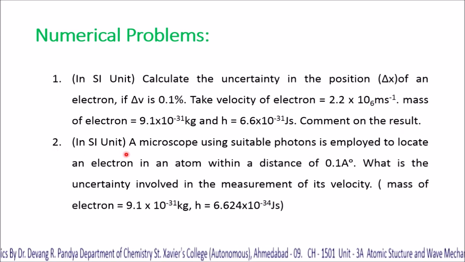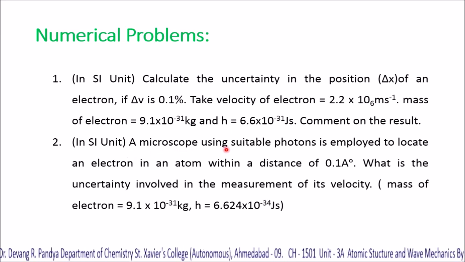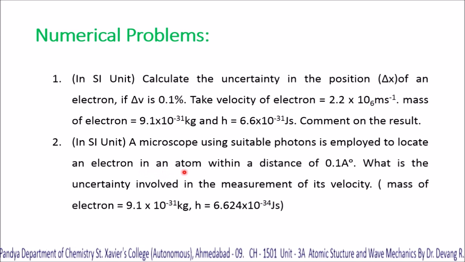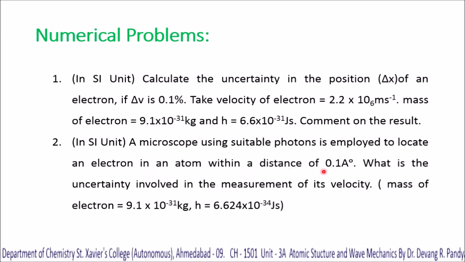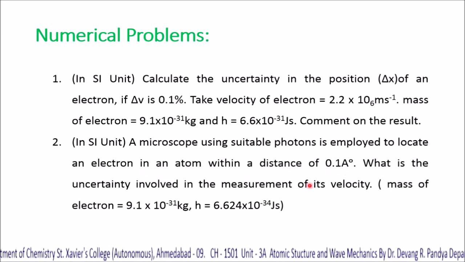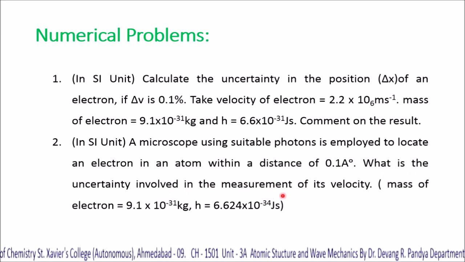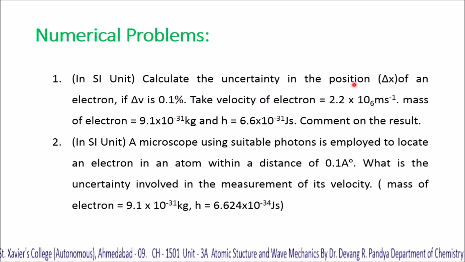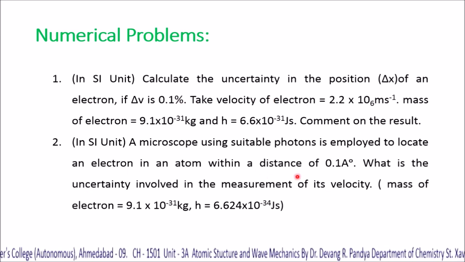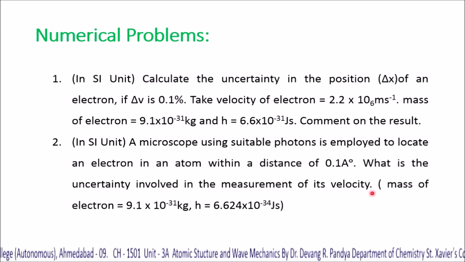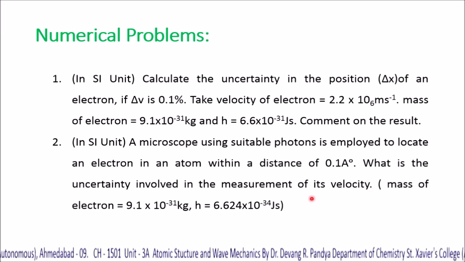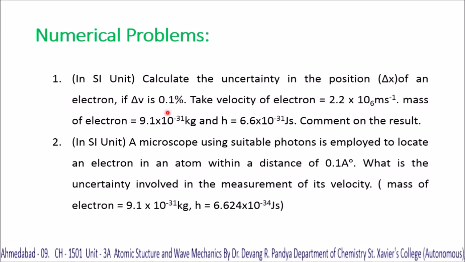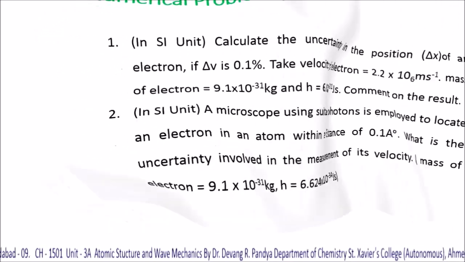A microscope using suitable photons is employed to locate an electron in an atom within a distance of 0.1 angstrom. What is the uncertainty involved in the measurement of velocity? In the first example we are measuring the uncertainty in position, and here in this example we need to measure the uncertainty of velocity. Sometimes uncertainty of momentum would be asked as well. So these are certain numericals for your practice.